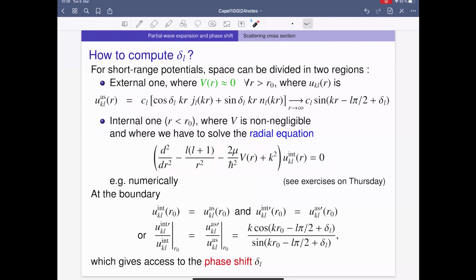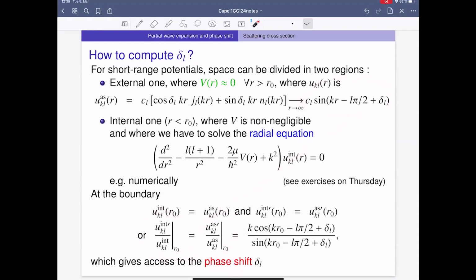At the boundary R naught between the two regions, if it is large enough, then these two should be equal. So your numerical solution, the internal wave function, should equate that known expression outside. If you just want to get the phase shift, you know that these should be continuous, and the first order derivative should also be continuous. One way is to use logarithmic derivatives, which enables you to get rid of this coefficient here, and you get the phase shift by equating the numerical solution of your equation and the asymptotic part of the solution which you know analytically.